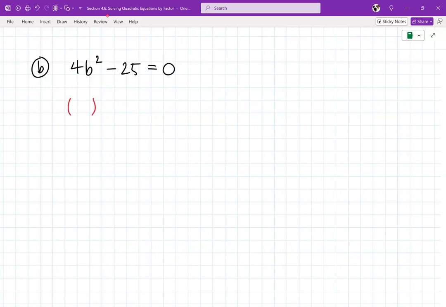I can write 25 as 5 squared. The 4b squared, well, I can write 4 as 2 squared, and I can write b squared as just a b that gets squared. So 2b squared is 4b squared. 25 is just 5 squared. Okay, now I'm going to set that equal to 0.